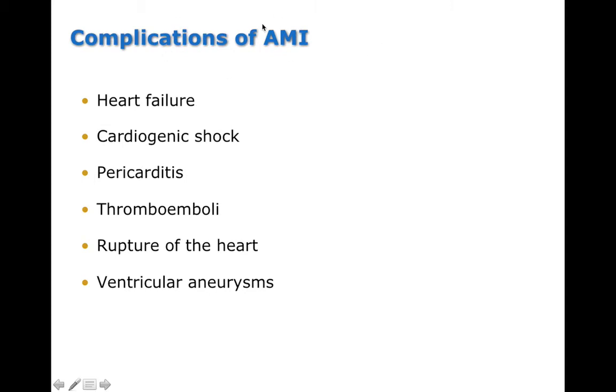So some of the complications of acute myocardial infarction would be things like heart failure, right? And that's going to be your inability to meet your body's metabolic needs. Cardiogenic shock, where your heart can't generate enough blood pressure to allow for proper perfusion of your body's tissues. Can also lead to things like pericarditis, which is inflammation of the pericardium. Can cause thromboemboli, and so these thrombi and emboli can block heart chambers or distal vessels.